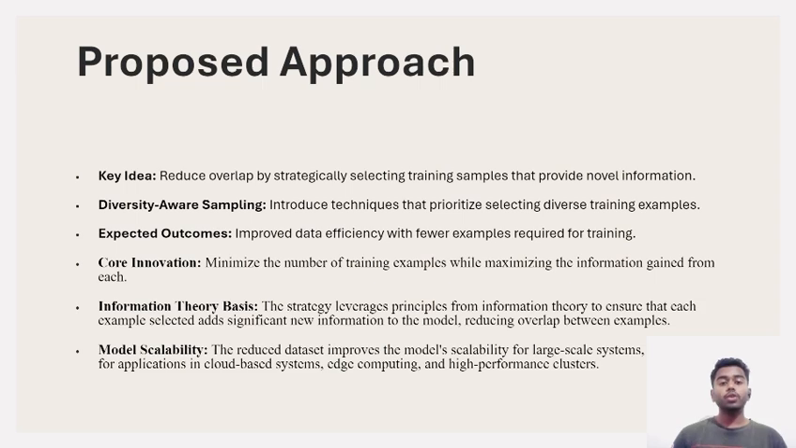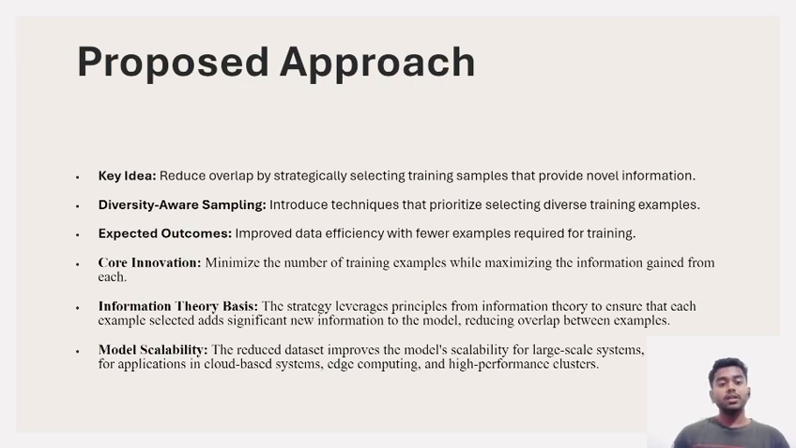So, what should be the proposed approach? We should go in a systematic manner. First, the key idea, then diversity aware sampling, then the expected outcomes, where we require core innovation, information theory basis, and model scalability. Let us look into all these concepts one by one.